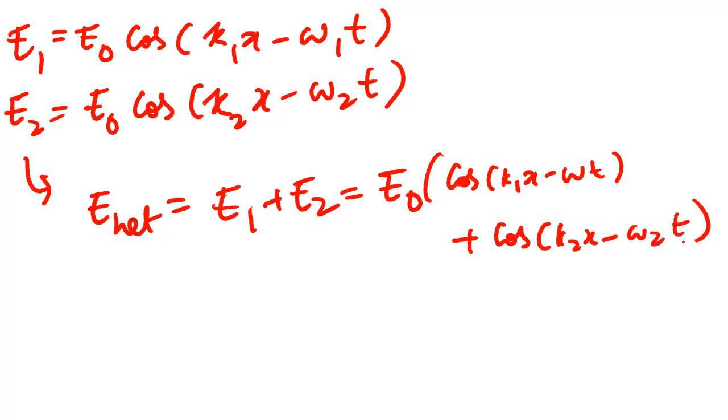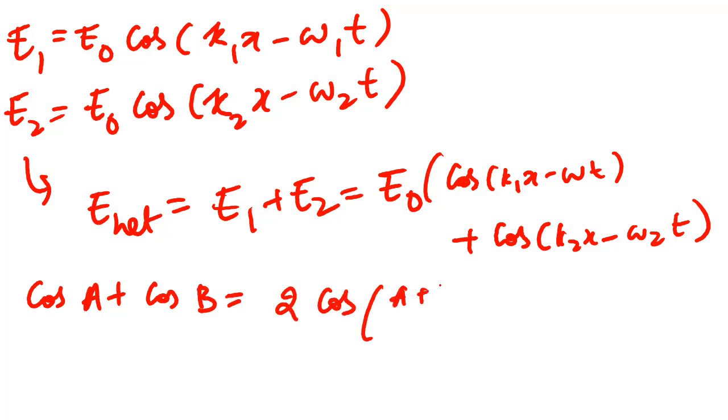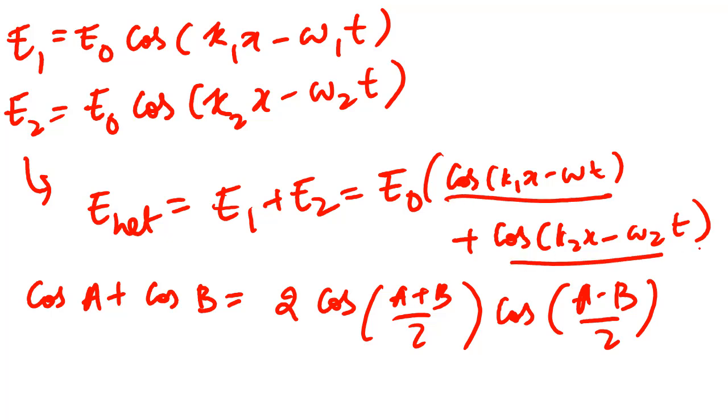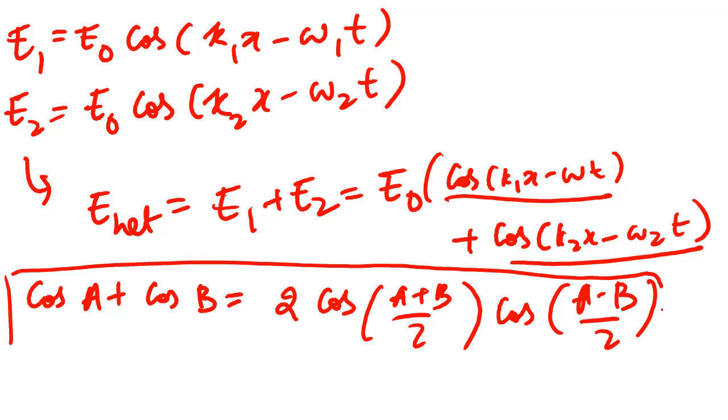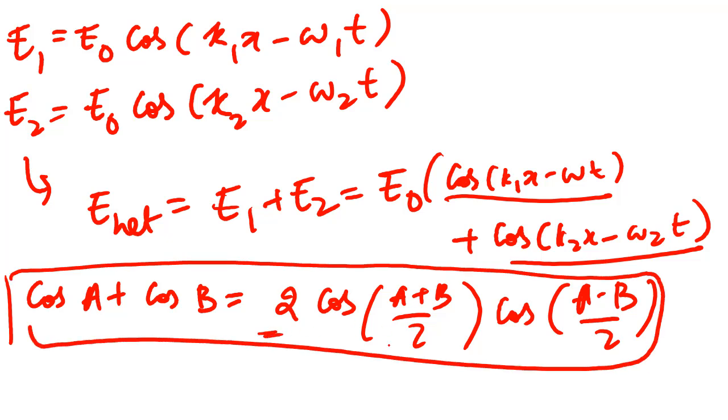And here we could use a trigonometric identity, that is cosine A plus cosine B is equal to 2 cosine (A plus B)/2 multiplied by cosine (A minus B)/2. So we have cosine A plus cosine B, and from this trigonometric identity I can convert that into 2 cosine (A plus B)/2 times cosine (A minus B)/2.